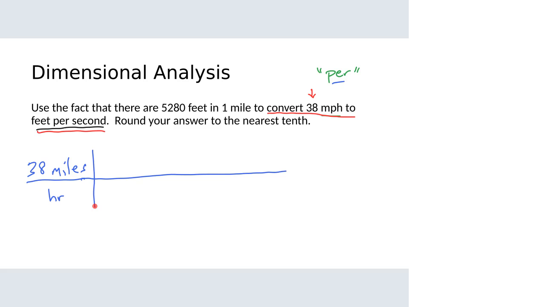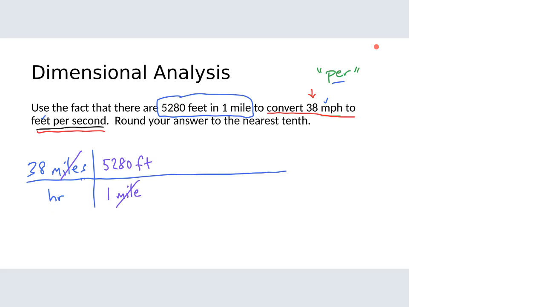One of the things we've got to do here is convert miles to feet. And I happen to have a unit fraction that's going to do that. There's 5,280 feet in 1 mile. So I'll put my 1 mile down here, my 5,280 feet in the numerator. At this point, my miles cancel. And if I were to quit right here, the units that I have are feet per hour. Well, it's not what I'm after, but it's closer. Feet per hour is closer than miles per hour.